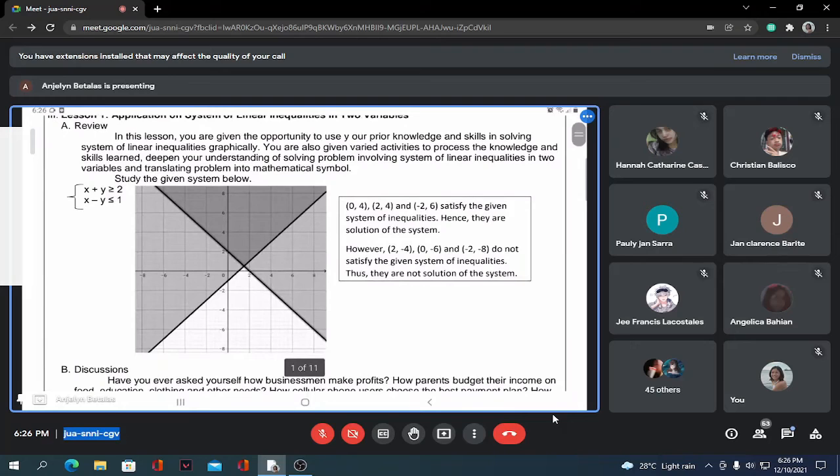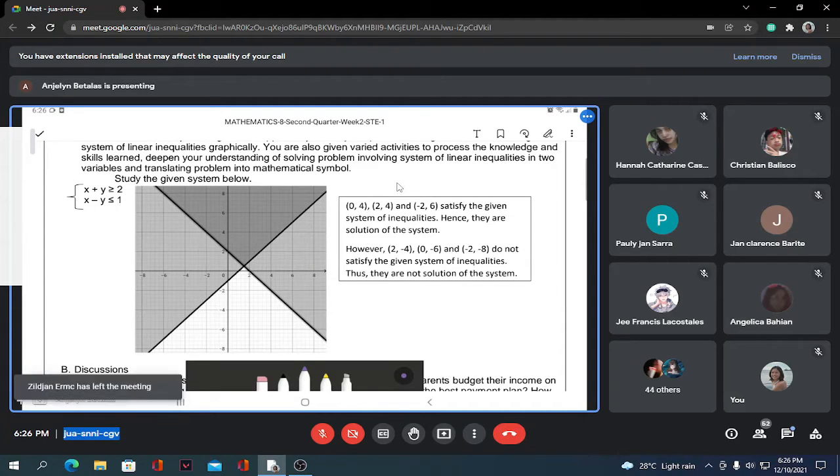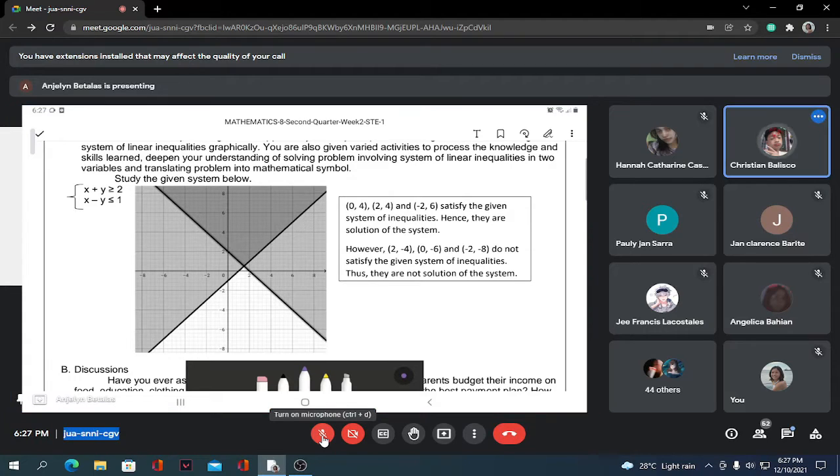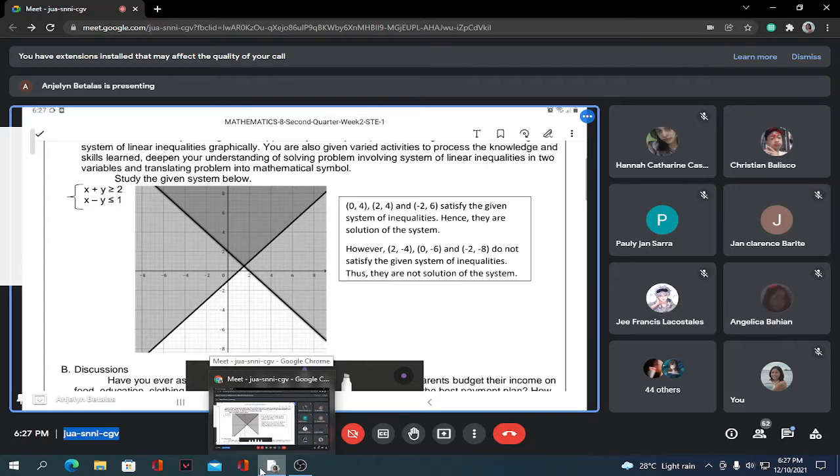Okay, let's have a review. Is (2, -6) a solution to the system x plus y greater than or equal to 2, x minus y less than or equal to 1? (2, -6). Anybody? Where is the quadrant of (2, -6)? Quadrant 4.